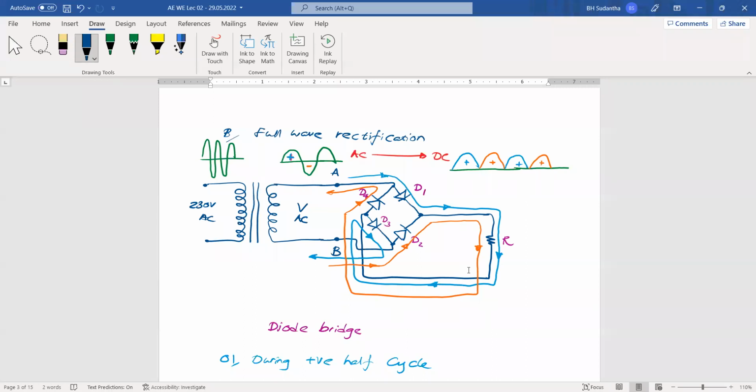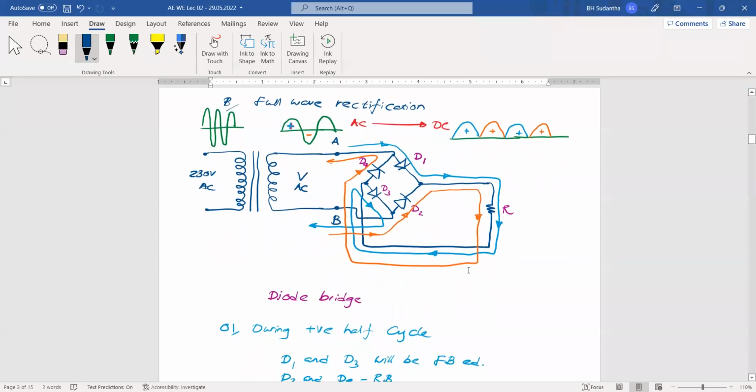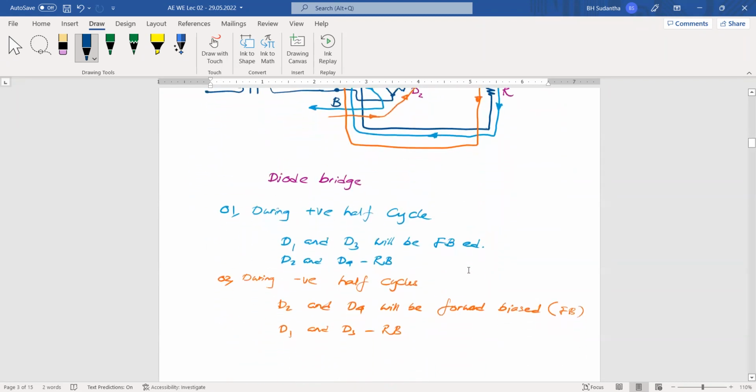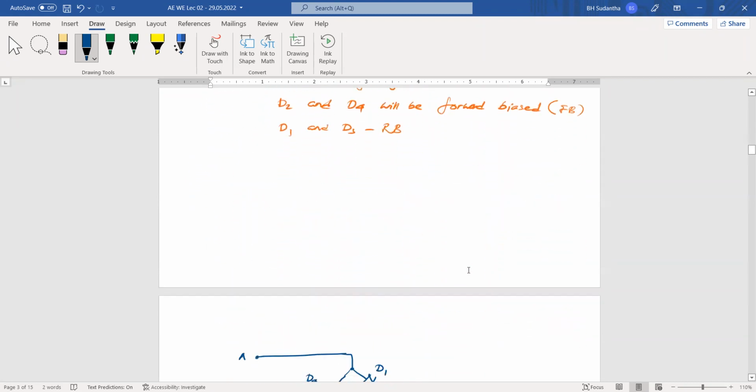Okay. But here you have to understand, during the positive half cycle and during the negative half cycle, which diodes are operating and which are not operating. You should be able to explain this operation. Then which diodes are forward biased and which diodes are reverse biased, you should be able to explain this operation. Then after that, we can do this full wave rectification.